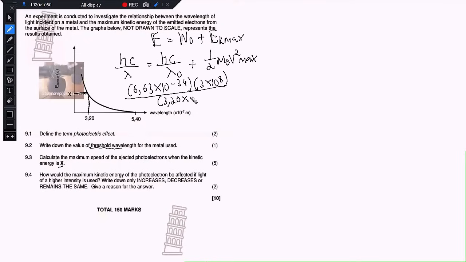So 3.20 times 10 to the exponent of negative 7. And then it's equal to, as relating to the metal surface, this is the information that we have. So the threshold wavelength is 5.40 times 10 to the exponent of negative 7, right? Note that this is the wavelength of the light that has been used, and this is the wavelength that is required by the metal surface in order to eject the electrons, right?